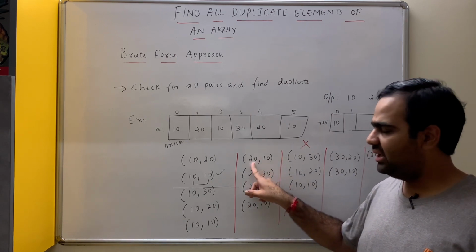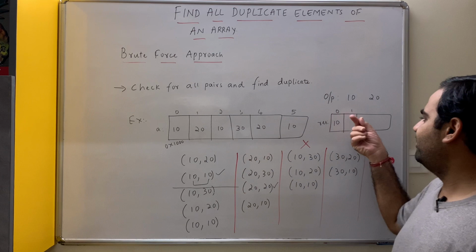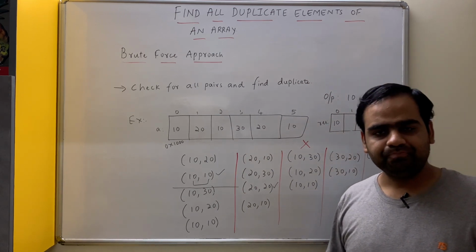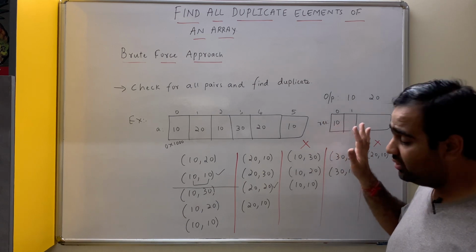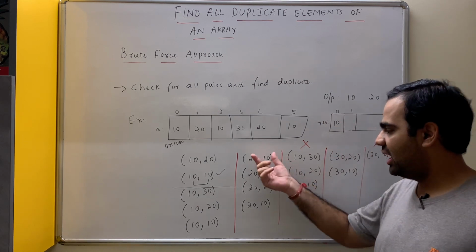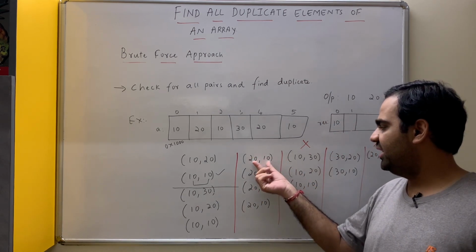Now we are comparing with respect to 20. Find 20 in the resultant array. Okay, is there any 20 in the resultant array or duplicate array? There is no 20. Therefore, I have to continue the search. Is 20 equal to 10? No.